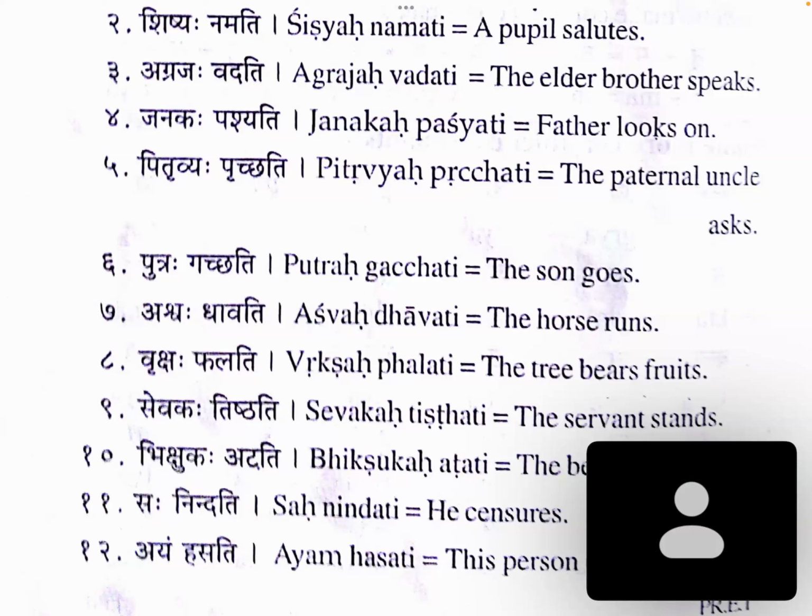Only 6 of you have read. Ashvaha dhavati. Look at this place, sh is half and va is full. So ashvaha, there is a samyukta aksharam: shakara, vakara, a. Ashvaha dhavati. The horse runs. Yes, next.